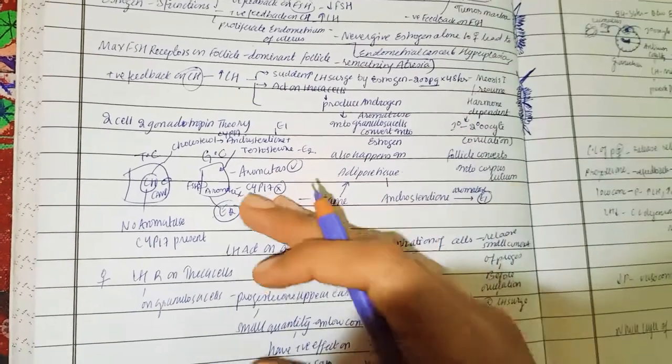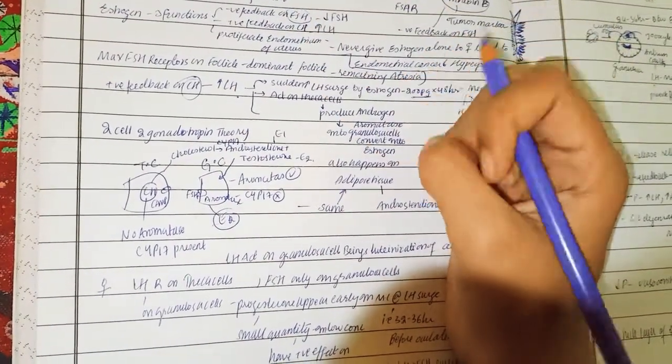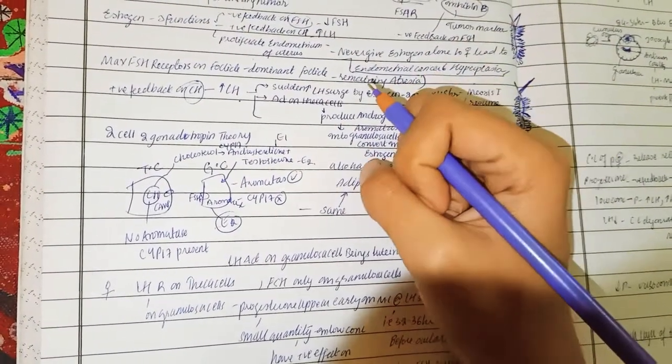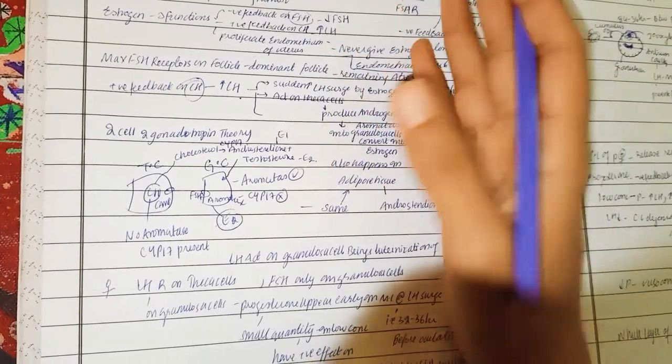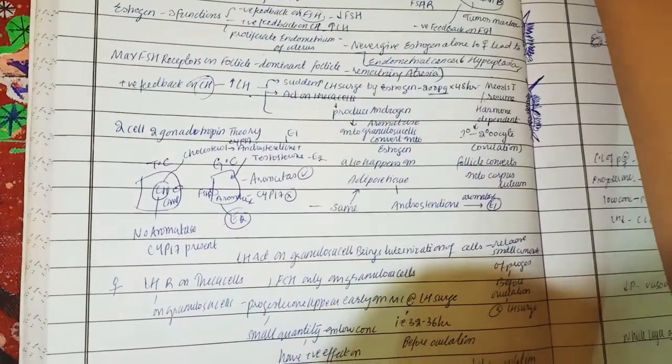So after the LH surge, this follicle will remain back, and that is called the corpus luteum. So the remaining follicle is called the corpus luteum.